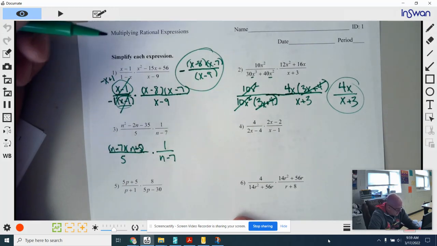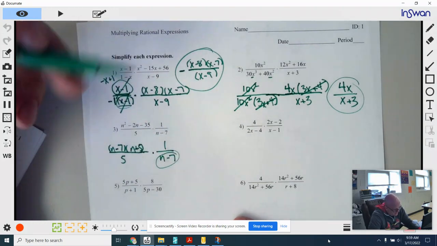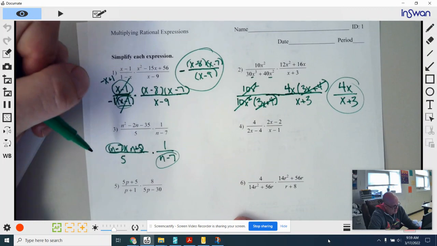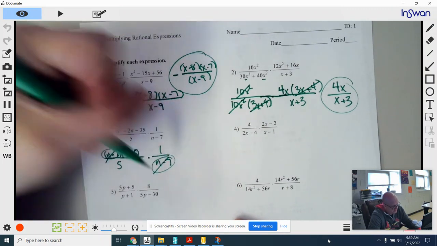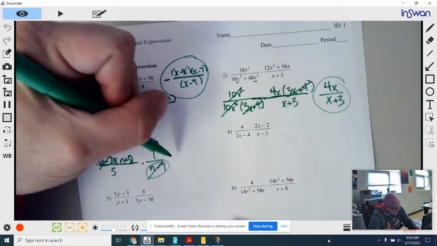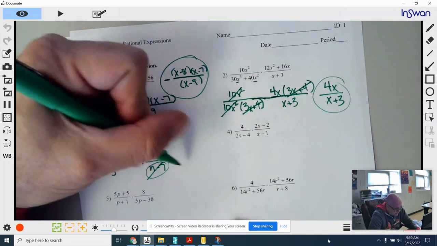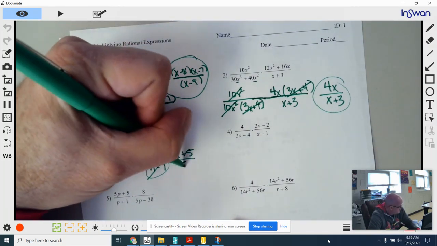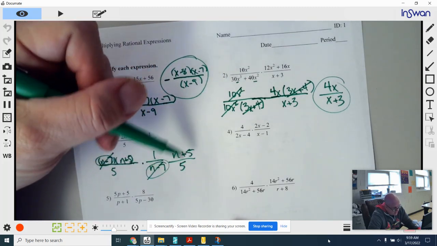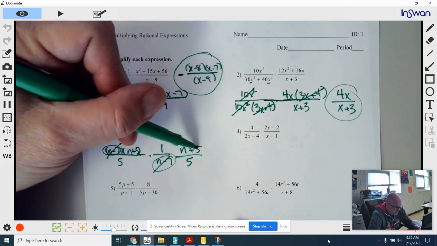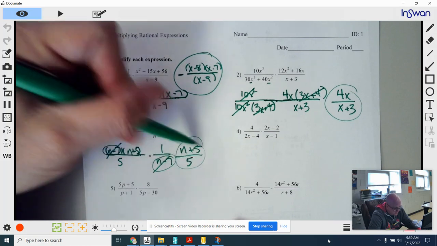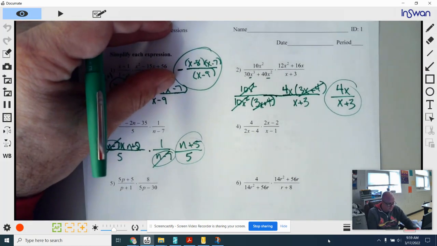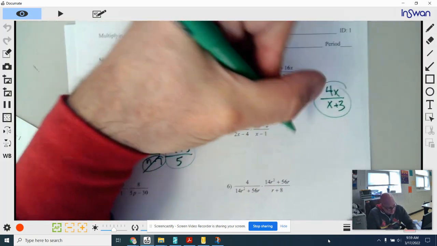So there's not much to cancel out here. You got this n minus 7, and that's going to cancel out with that one. So that cancels, and what you have remaining is n plus 5 times 1, so that's just n plus 5. And then on the bottom you have this 5. And again, these two 5s can't cancel out because that 5 is attached to that n. So that's my answer.